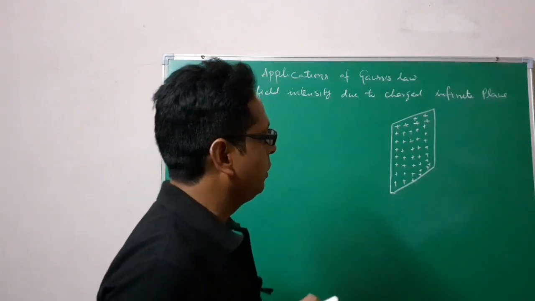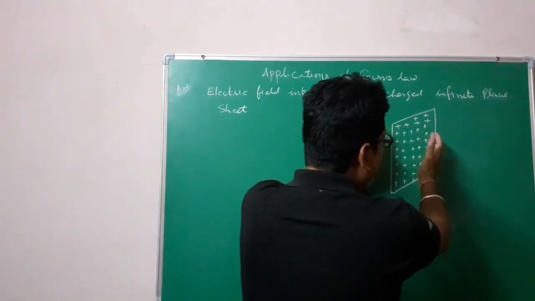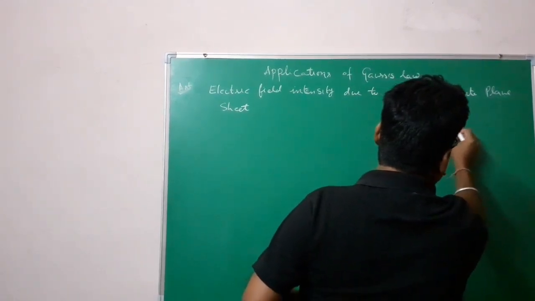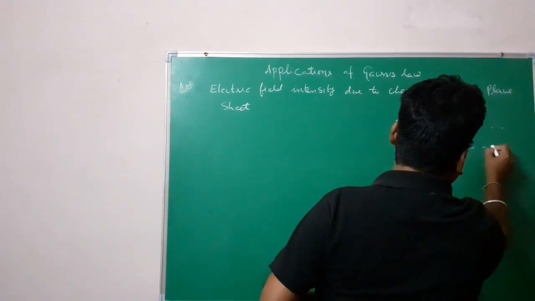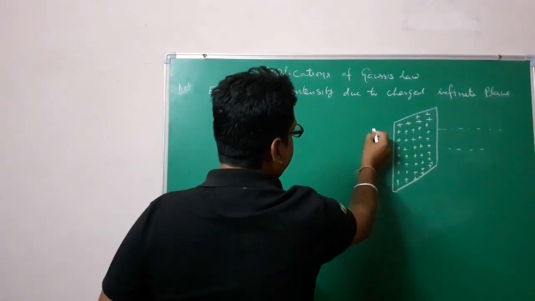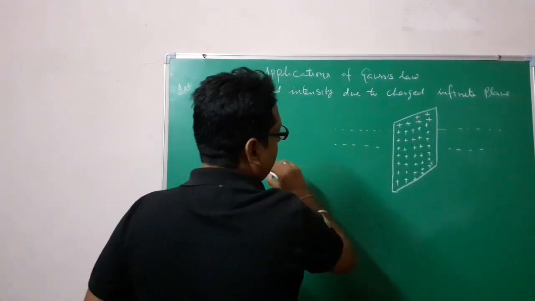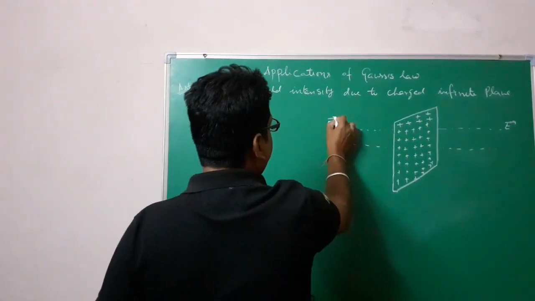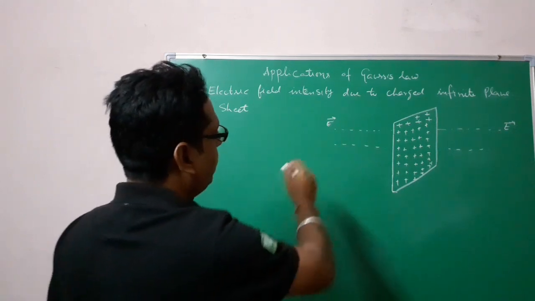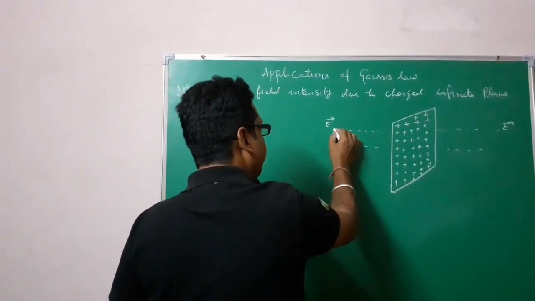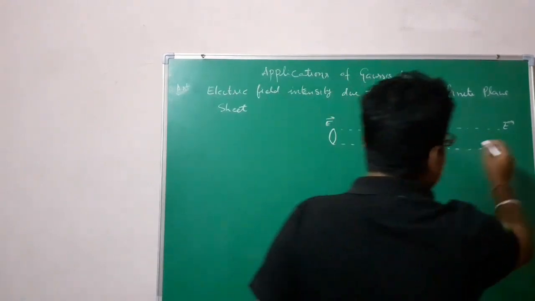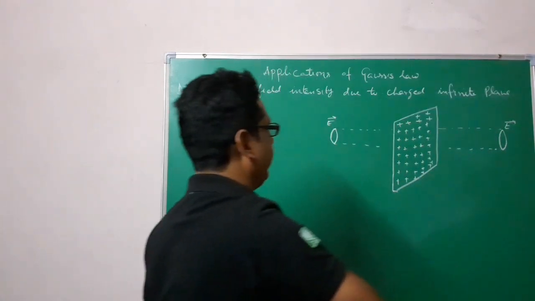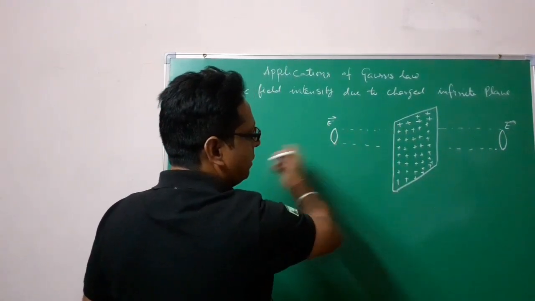So charge is distributed, so you know this is charge. That means the electric field is away from the positive charge, and it will act in this direction. This is the electric field, and similarly in this direction also. So the electric field is acting outward, away from the sheet. So I have drawn this Gaussian surface. So what we have to take: the electric field is acting along this direction.